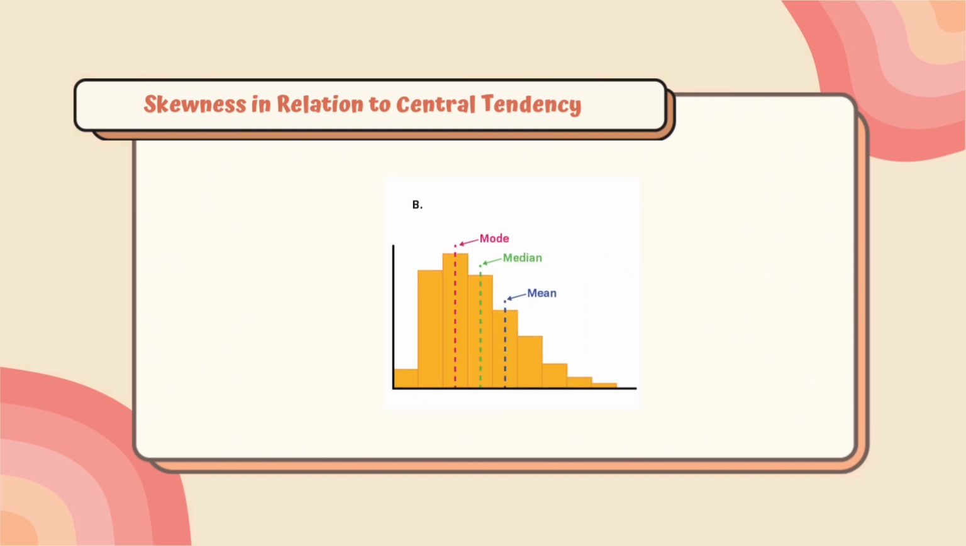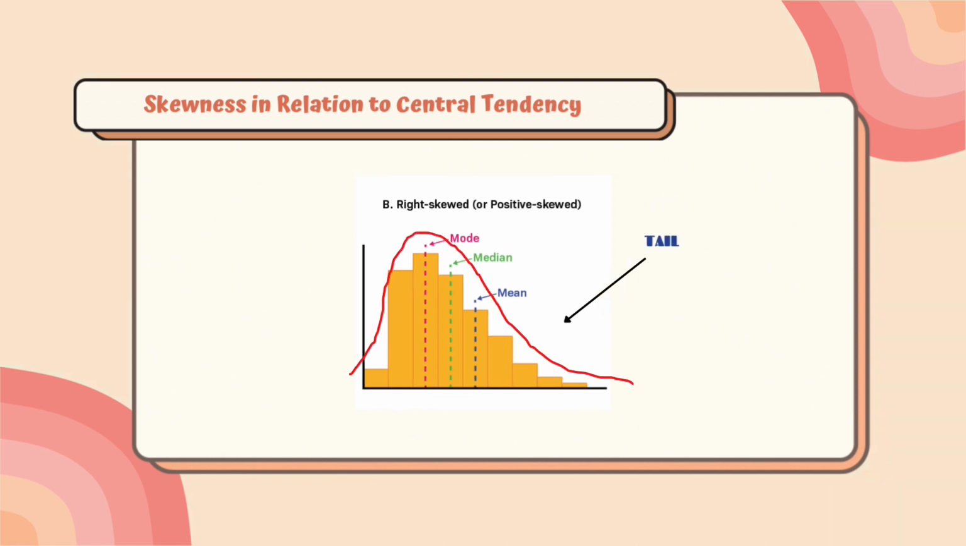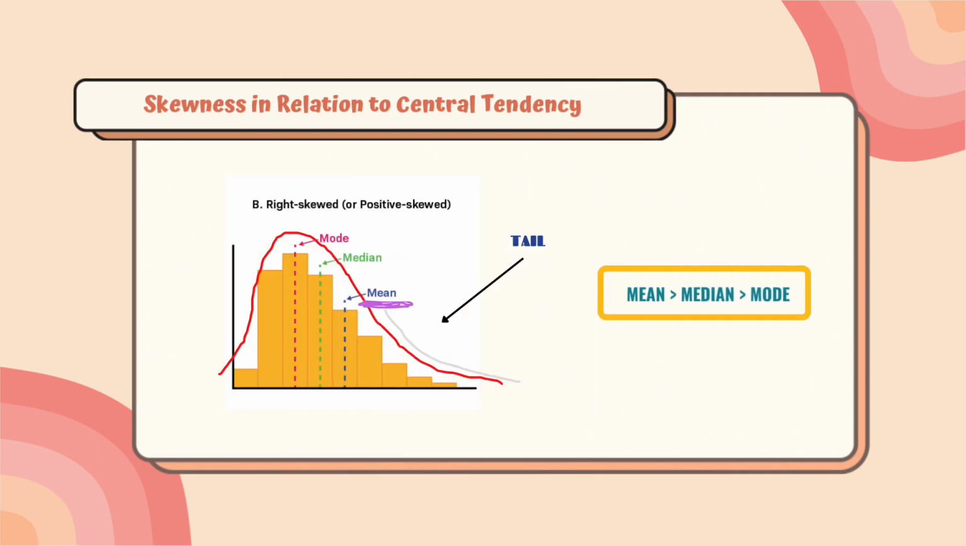In histogram B, we notice that the tail is going to the right side of the distribution. Therefore, the distribution is said to be skewed to the right, or positively skewed. In a positively skewed distribution, the mean is the largest while the mode is the smallest. In this case, the mean is greater than the median, while the mode is lesser than the median, or we can say that the median is greater than the mode.